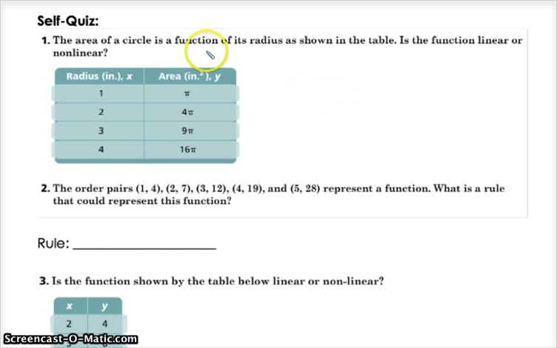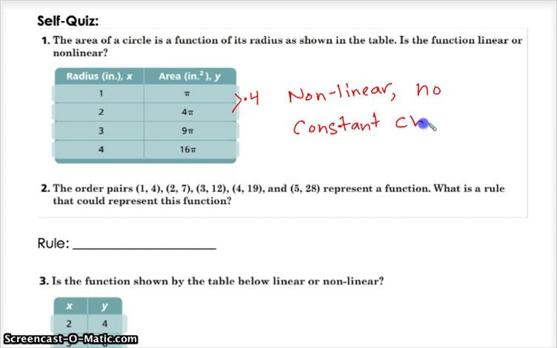All right, question number 1. It says I have a radius, and then I have the area. Is the function linear or nonlinear? Well, I can look for the change here. I noticed I multiplied by 4 to get here. But if I multiply by 4 again, I'm not going to get 9 pi. So this is non-linear. And the reason is there's no constant change. If I graphed each one of these points, I would see that the graph is not a line either.